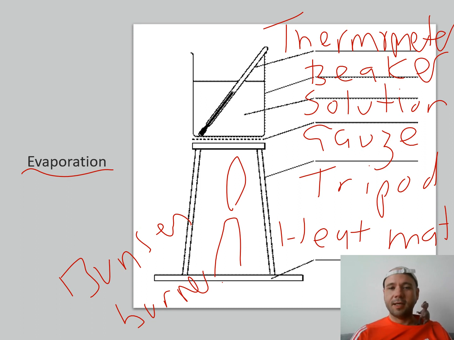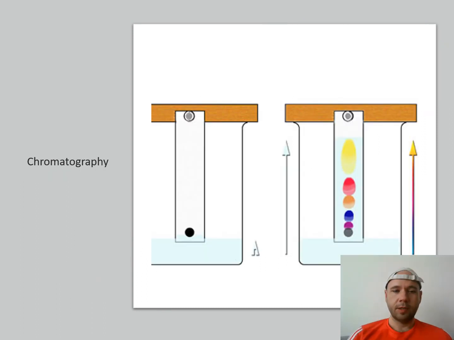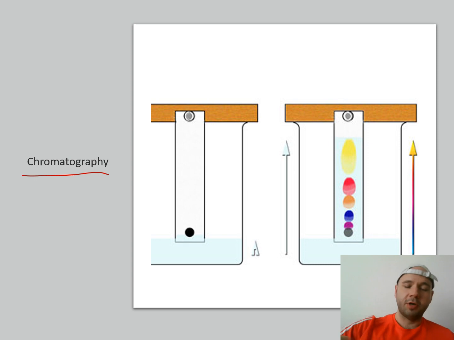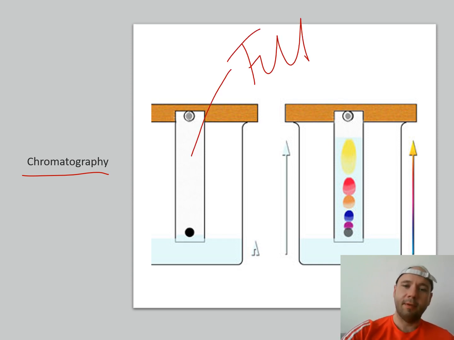Okay, so next separating technique we're going to look at is chromatography. When would we use chromatography? We would use it to separate a mixture. Okay, going through the equipment that we require, first thing we need is filter paper.